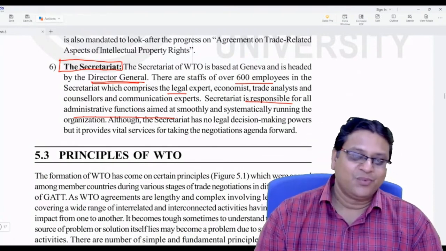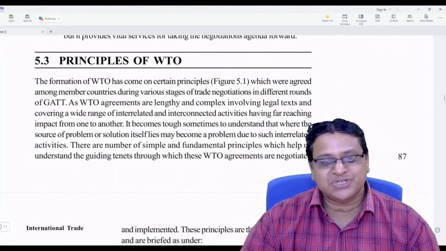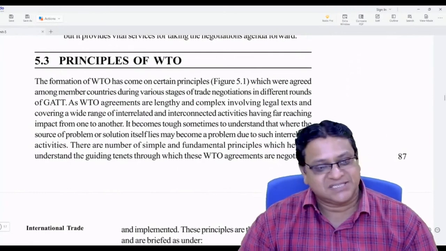Next, we will discuss what are the principles of WTO. What are the major principles on which WTO is based?